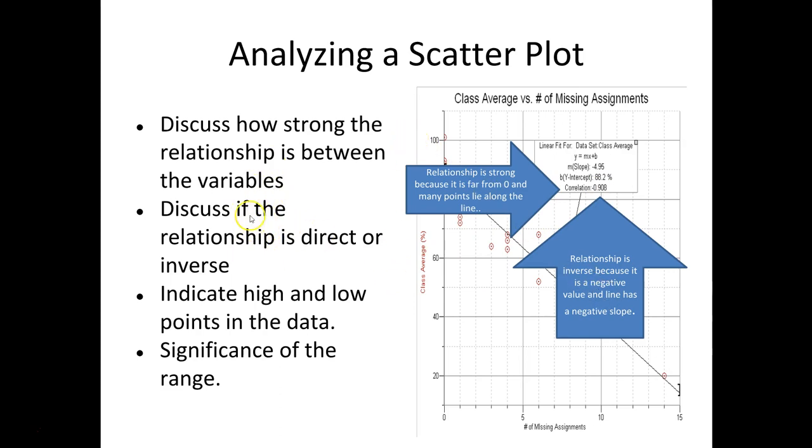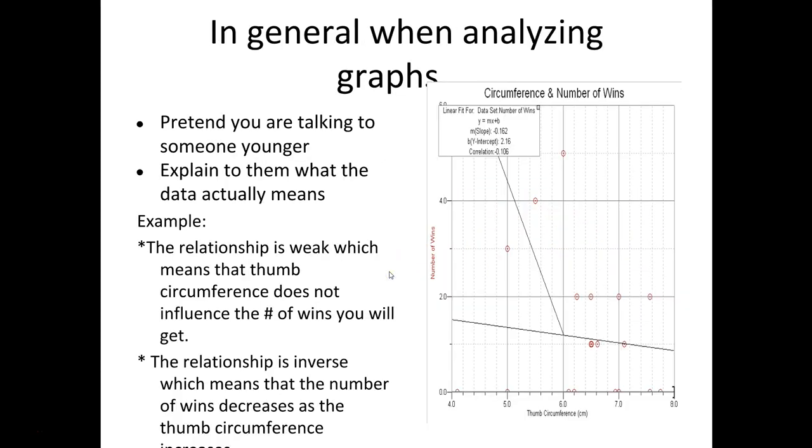How strong is it? Is it strong? Is it weak? Is it moderate? So we want to specify that. And I will give you a reference sheet that helps you with identifying if the correlation value is 0.3 or 0.5 or 0.8. What do those numbers actually mean? And again, that's something we can discuss during class.